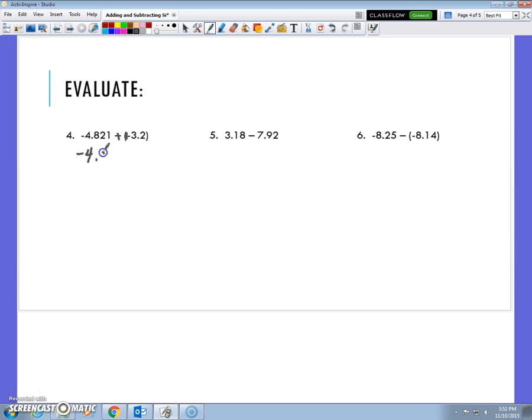Now I have negative 4.821 plus 3.2. Different sign, subtract. So what I'm going to do is subtract, and I'm going to keep the sign of the bigger number. So I'm going to say 4.821 minus 3.2. Oops, sorry, 3.2 is all.